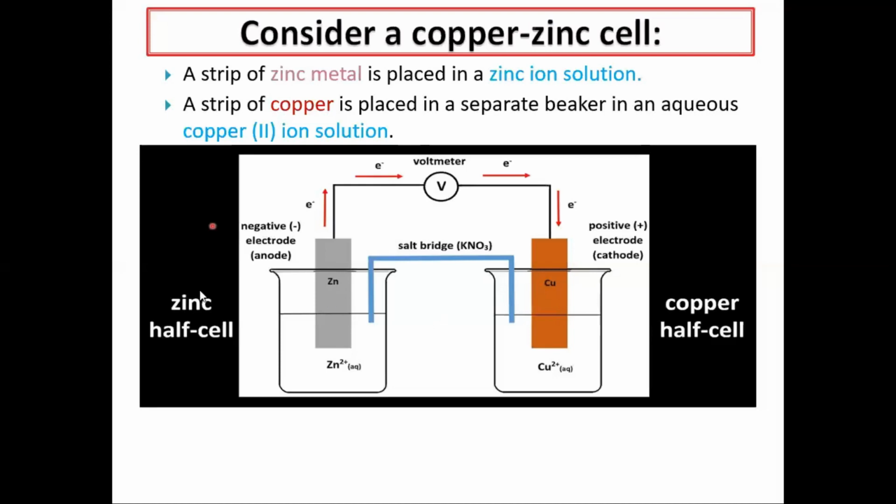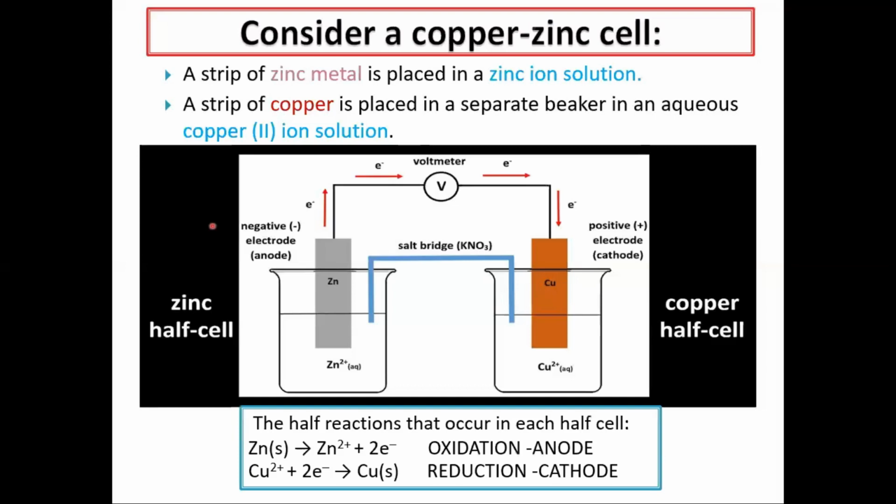That's the meaning. So this is the half cell for zinc and the half cell for copper. These two beakers are connected by a salt bridge. The salt bridge is very important in giving these two cells ions. We're going to look at them and you will understand them better. All right, should we continue?